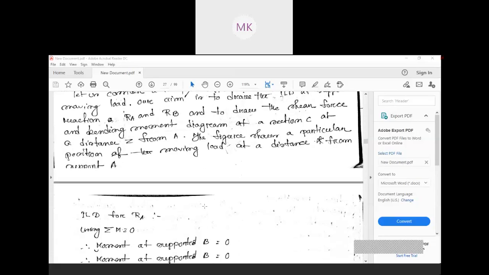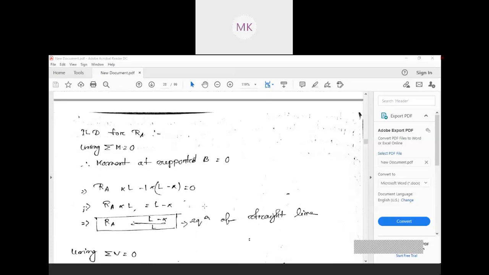So this is the simply supported beam. It is given length L. We are taking a section C at a distance Z, and a moving load at a distance X from support A. Now see what we need to do. First of all, we need to find out the reactions.